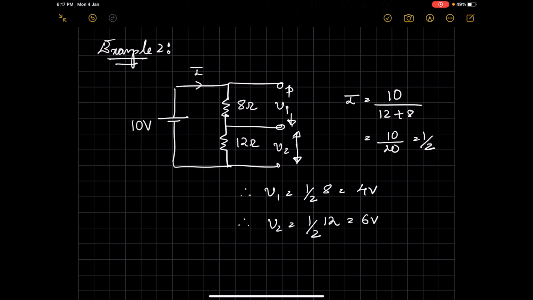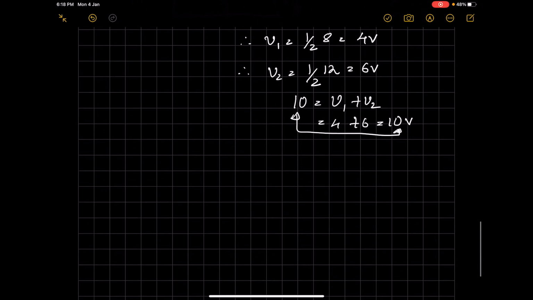One way to verify if the answer you got is correct or not: in the given circuit the total voltage applied, 10 volt, is nothing but V1 plus V2, and if you see V1 is 4 volt and V2 is 6 volt, so this also turns out to be 10 volt. If these two don't match, then you have done something wrong in the math. So let's take one more example, a slightly complex one.